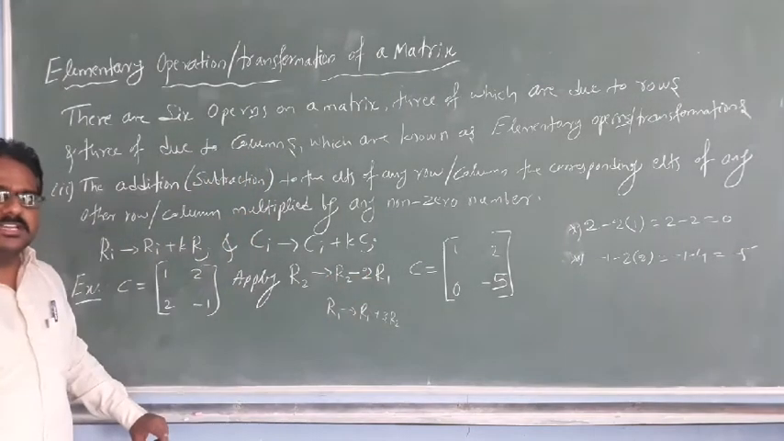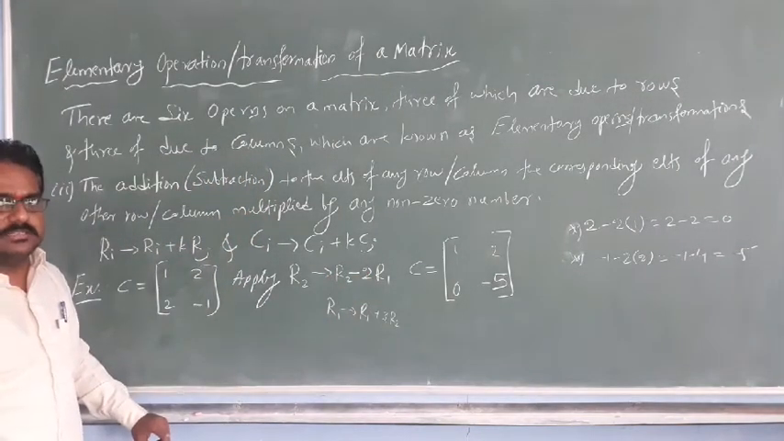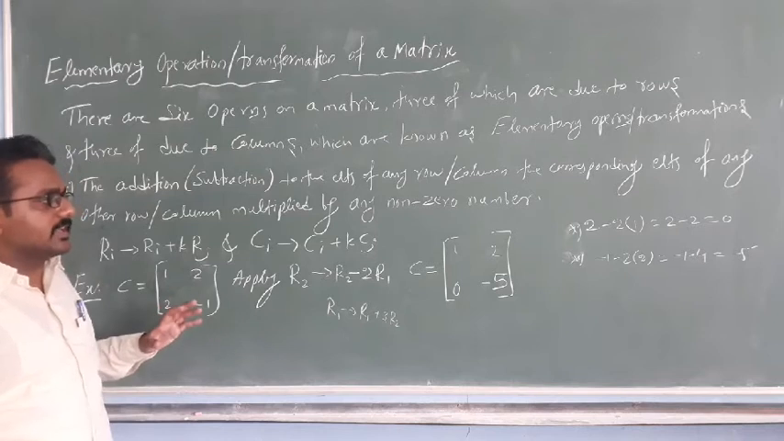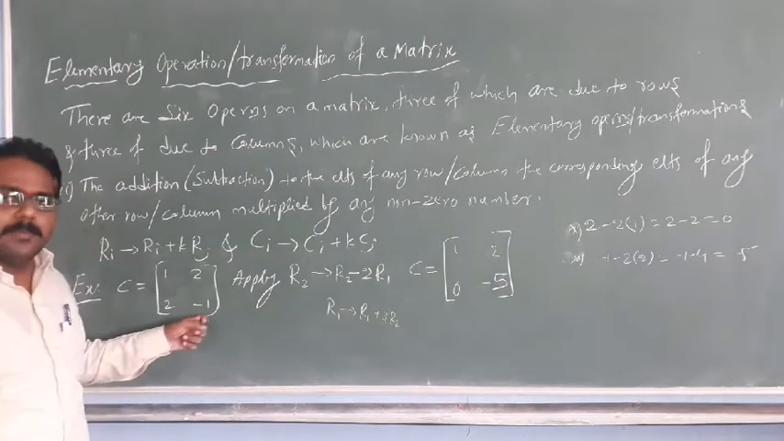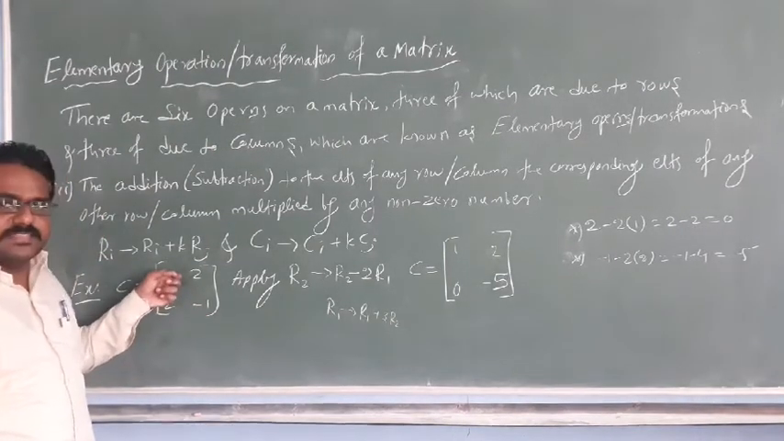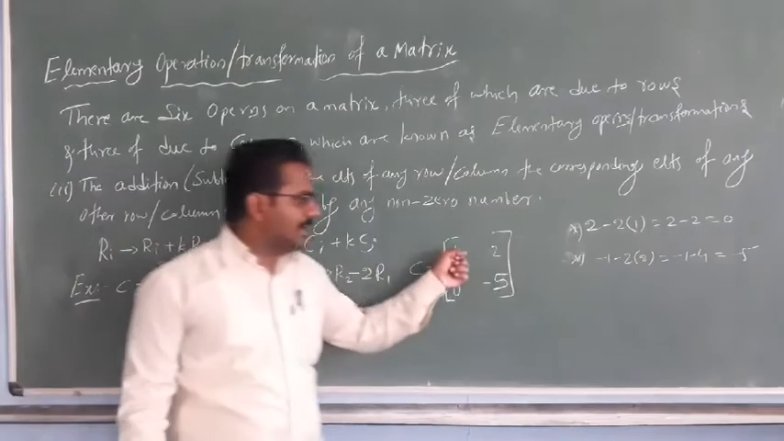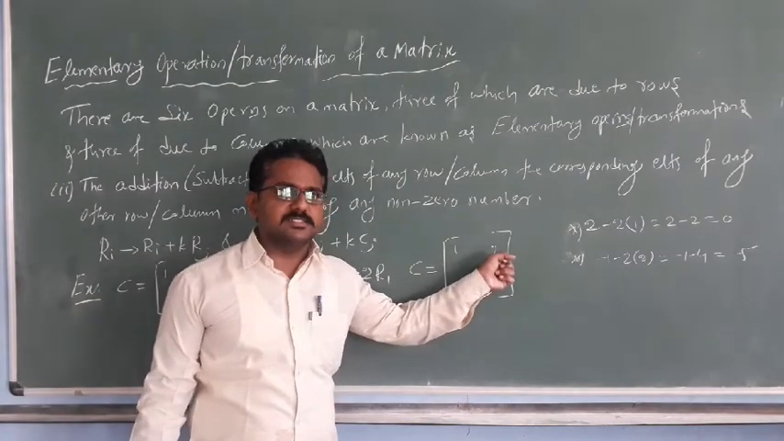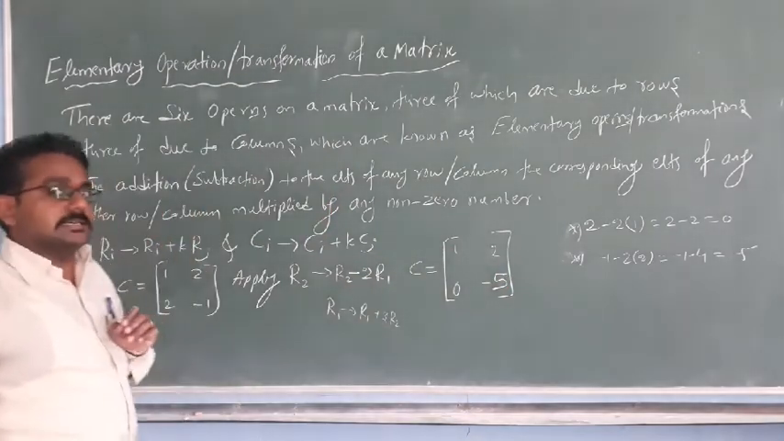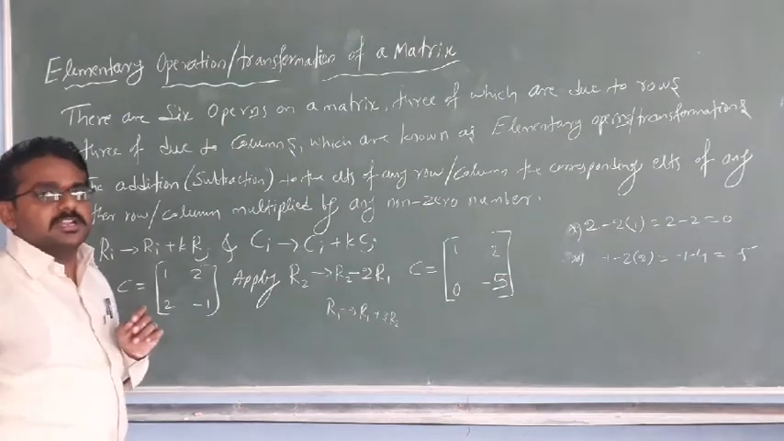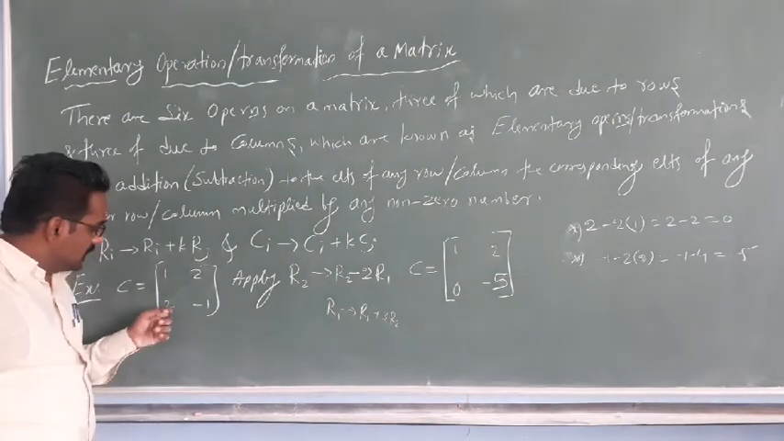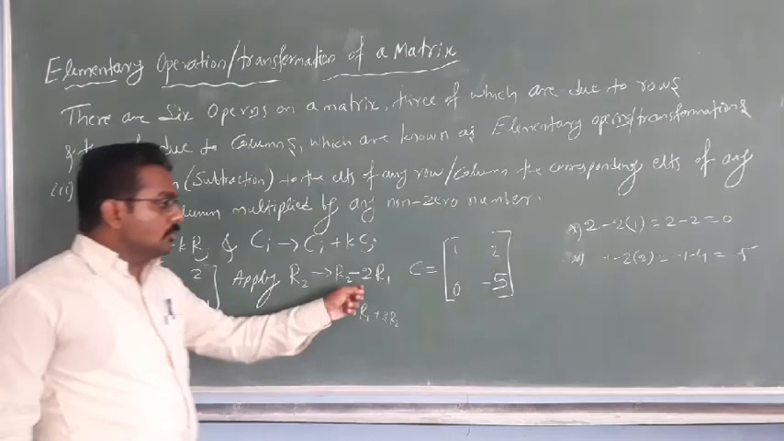R2 minus 2R1. So what is the R2 element, students? 2, minus 1. So R1 nothing can be changed. So I am writing R1 values as well. But we are performing on the row 2 elements, that is R2. So R2 changes to R2 minus 2R1.